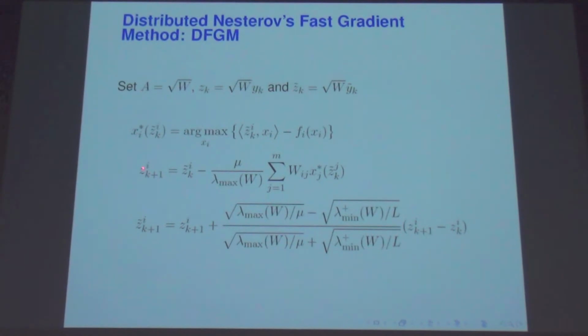And then the second step only requires local information, because this is the information coming from neighbors only, right? Remember that this W has the structure of the graph. And then this is just a momentum term, but it only depends on i. So all these three steps can be done locally with local information. So when you apply the fast method to the dual problem, then everything can be done locally.